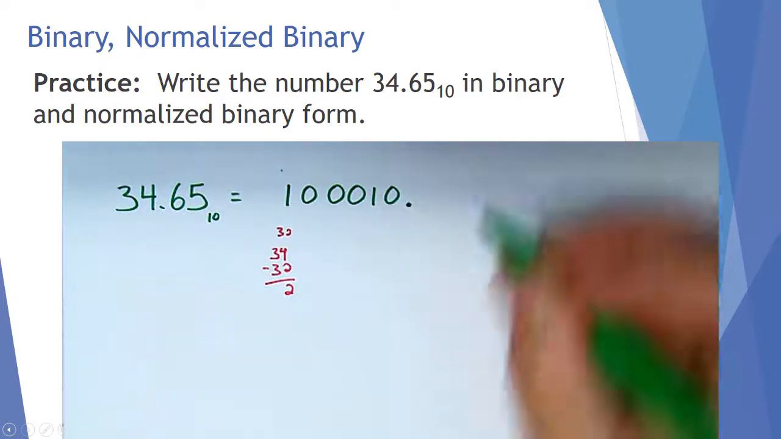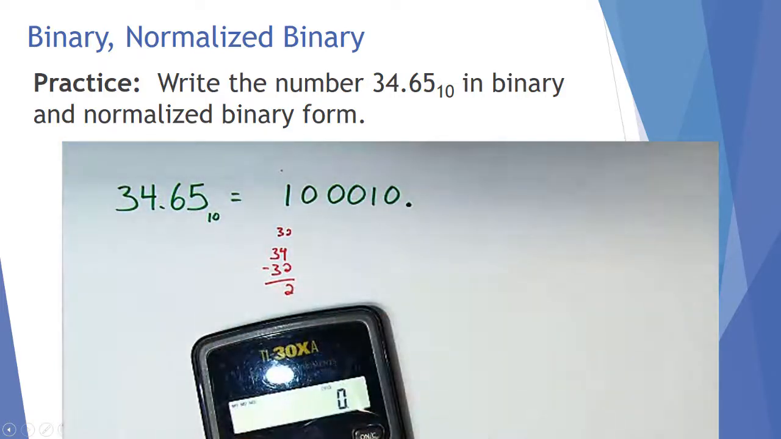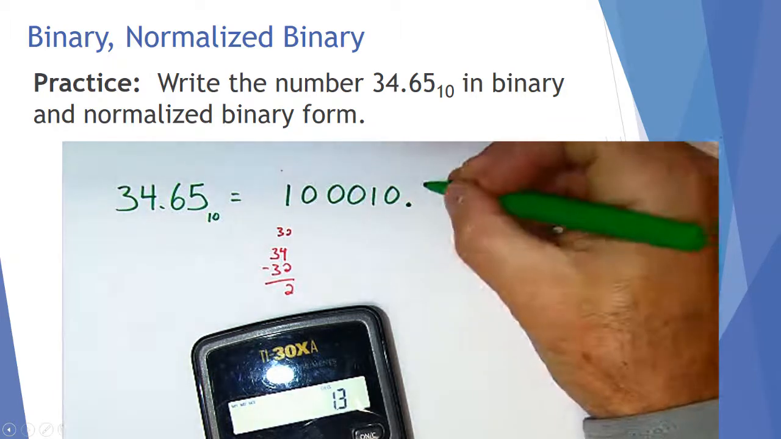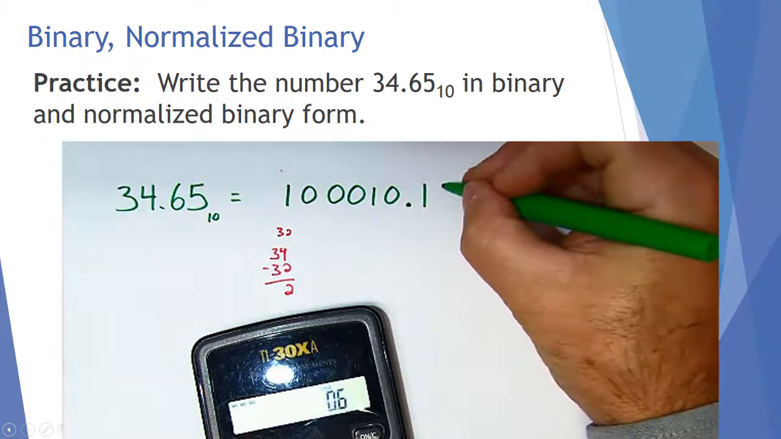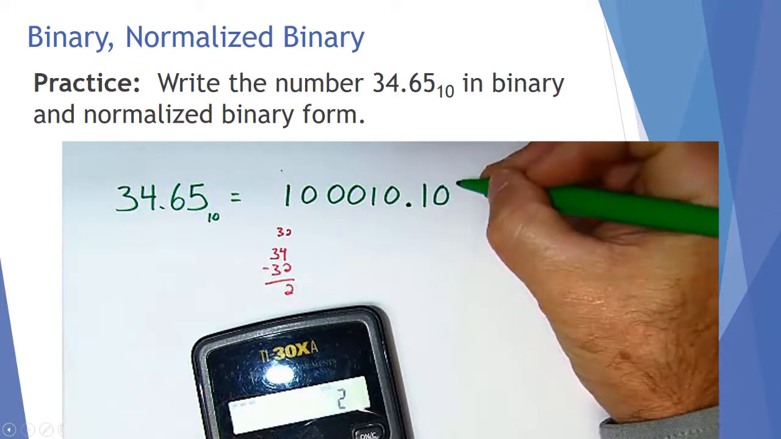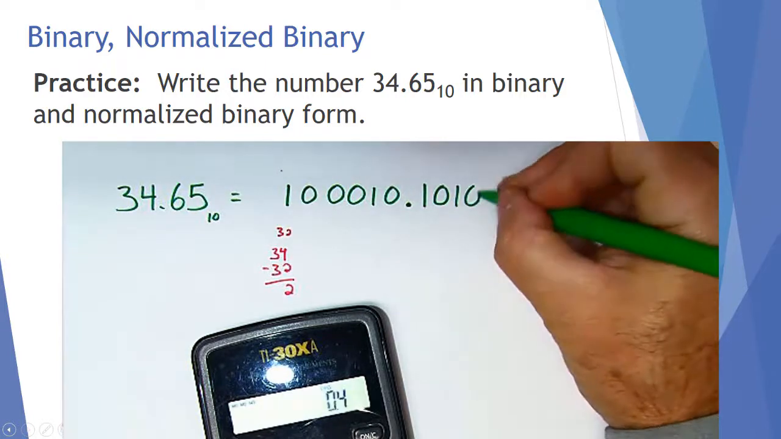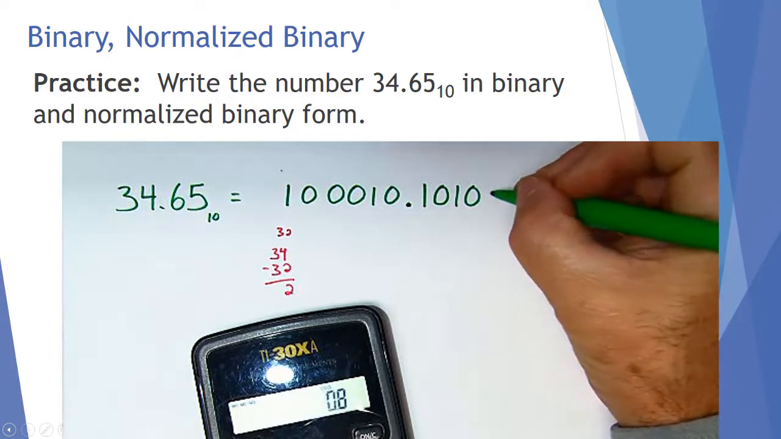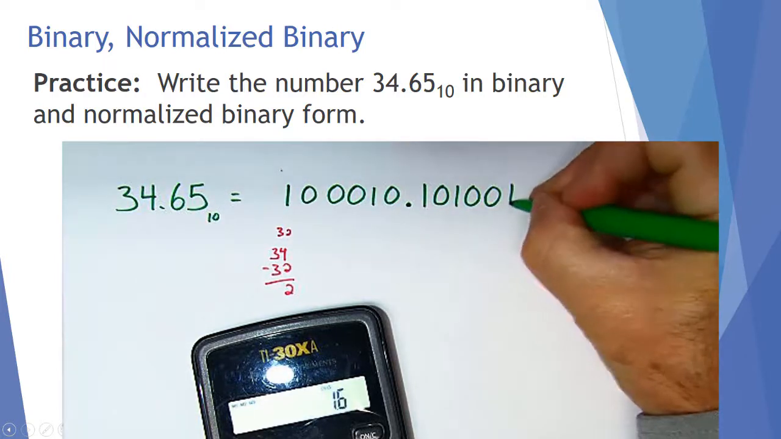Then we're going to have our binary point, and to get our binary places, we're going to take our decimal of 0.65 and start multiplying it by 2. Times 2, we get a 1. Subtract that off. Times 2, we get a 0. Times 2 again, there's another 1. Subtract. Times 2 is 0. Times 2 is 0. Times 2, we get a 1.